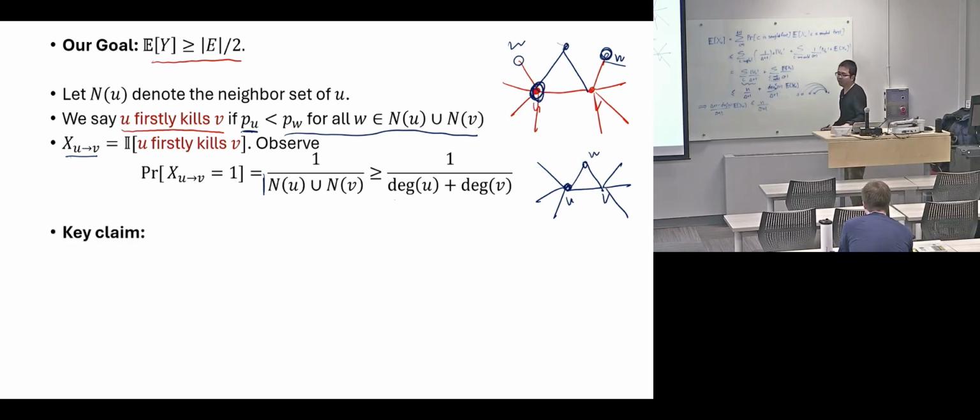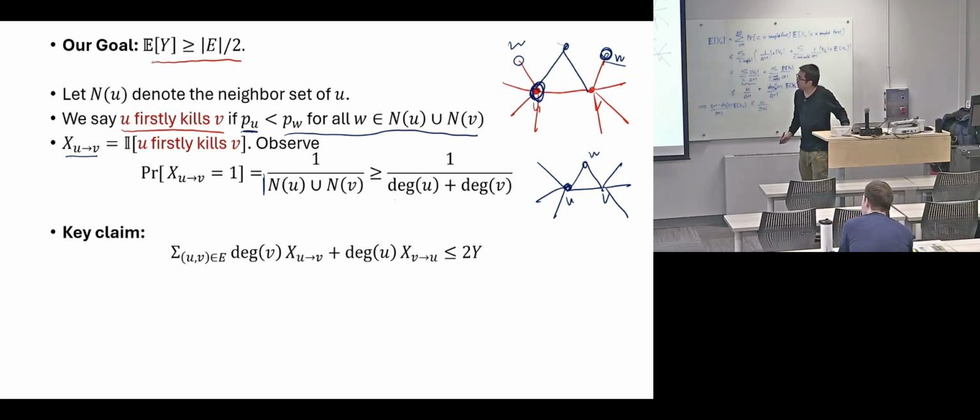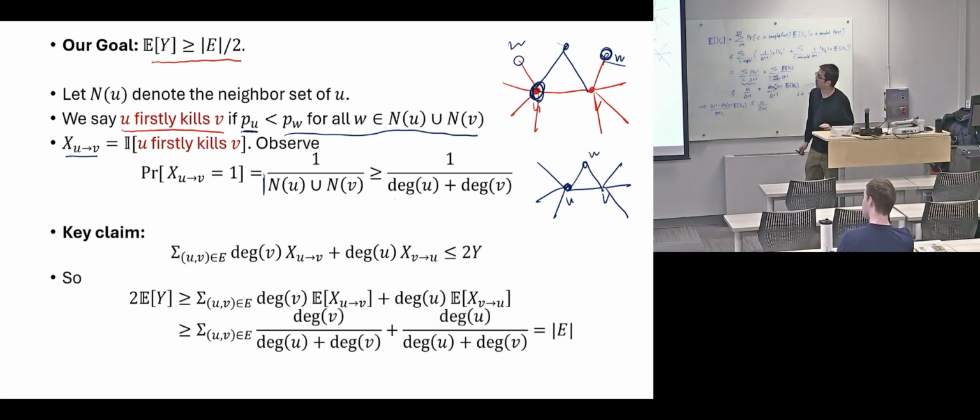And now I have some key claim that is not easy to prove. Okay. I'm gonna prove this soon. But let's try to use it. If we have this, then what do we have? Now I can just analyze the expectation of y. Just put expectation on each side, right?